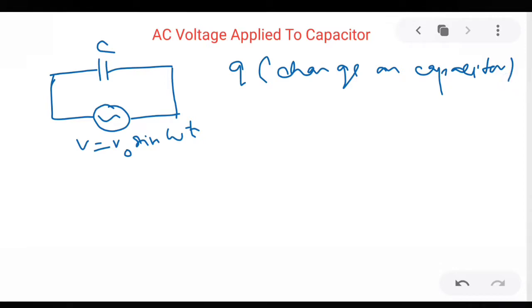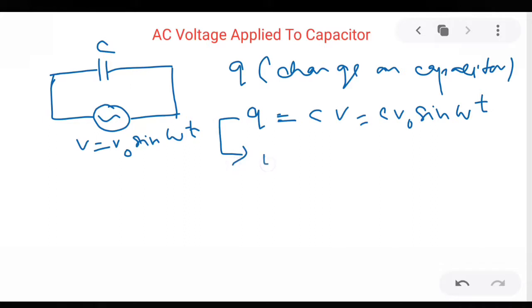Okay. So this Q is equal to C, the capacitance, times the voltage. Okay. Now what is the voltage? That is V₀ sin ωt. So this is C V₀ sin ωt. Okay. So this is the instantaneous charge. Now what is the relation between charge and current? Current is dq by dt.